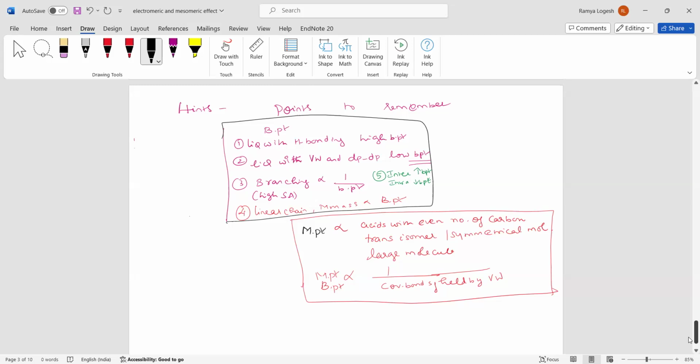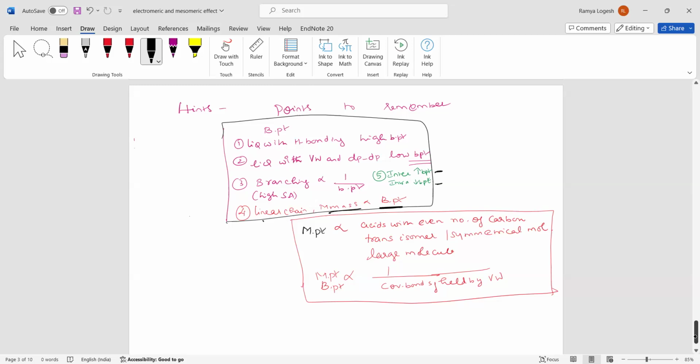Okay, going with boiling points and melting points. What are the common things that we should remember? The liquid that can form hydrogen bonding generally has a high boiling point. If it is intermolecular hydrogen bonding, the boiling point increases; intra, the boiling point decreases. Linear chain: if it is a linear chain, the boiling point increases with its molecular mass.